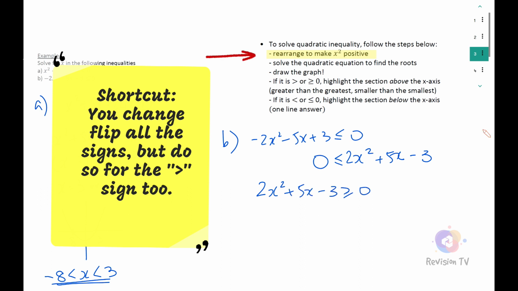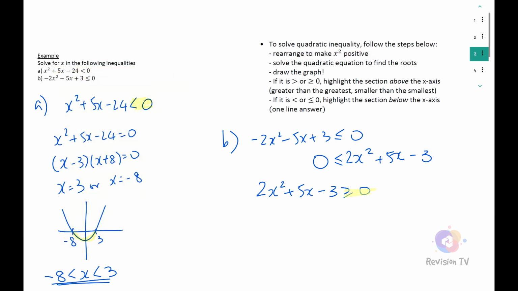Now this step is optional, but I tend to like to put the x on the left hand side. So this is now greater than or equal to 0. We're not using less than or equal to 0 because in this inequality, after we rearrange, the positive x squared is greater than or equal to 0. The reason we do the positive x squared is so that when we draw the graph, it's always a U shape. So the next step is to solve it.